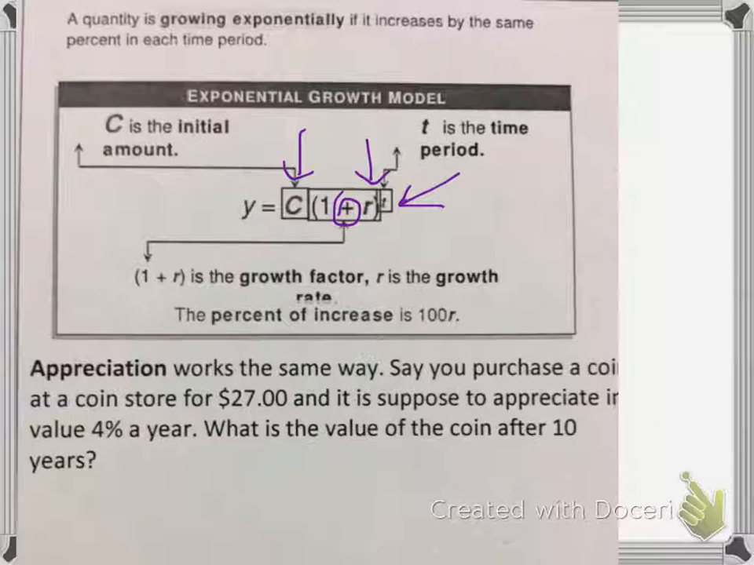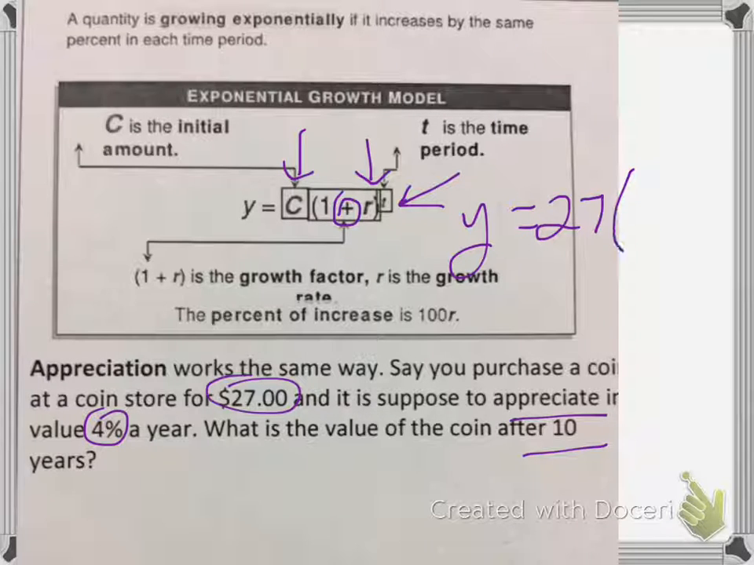So say you purchase a coin at a coin store for $27, and it's supposed to appreciate in value 4% each year. What's the value after 10 years? So again, we're just subbing into that formula. So y equals 27 times 1 plus the interest rate this time, which is 4%, which is 0.04 as a decimal number, and then raised to the time, which is 10 years.